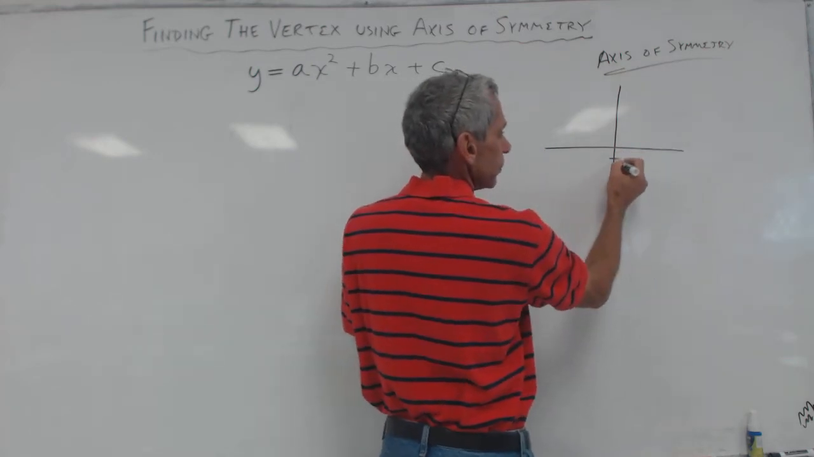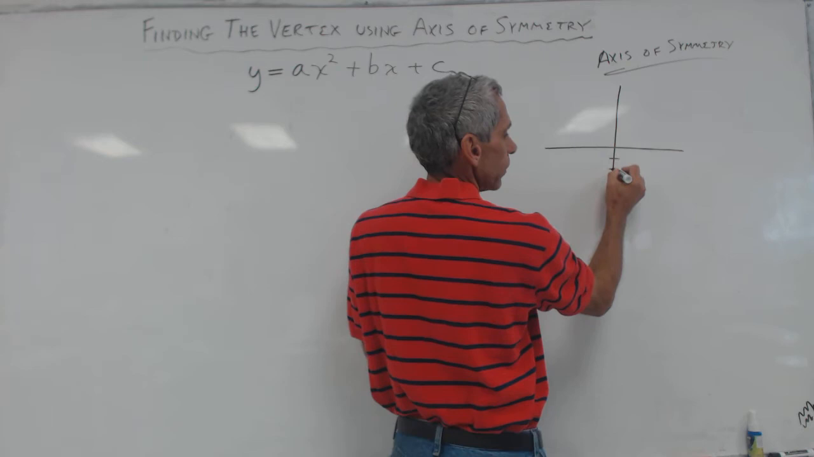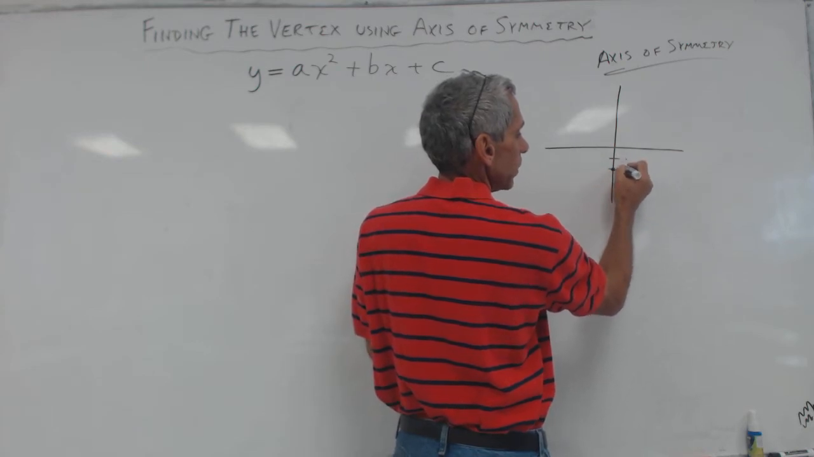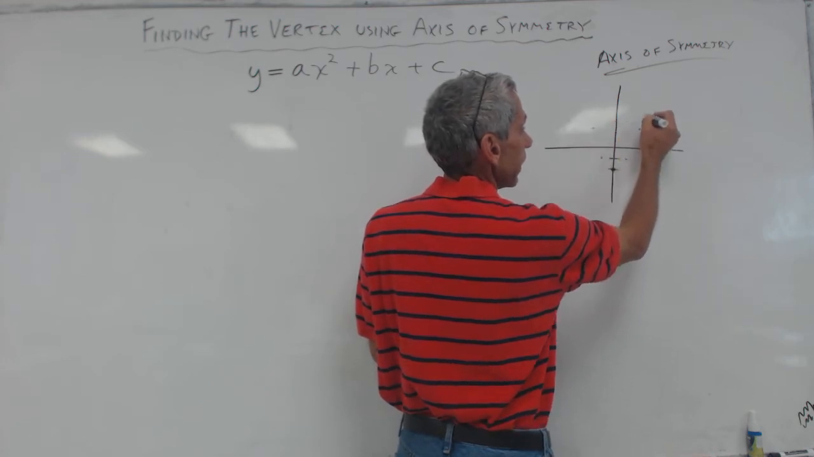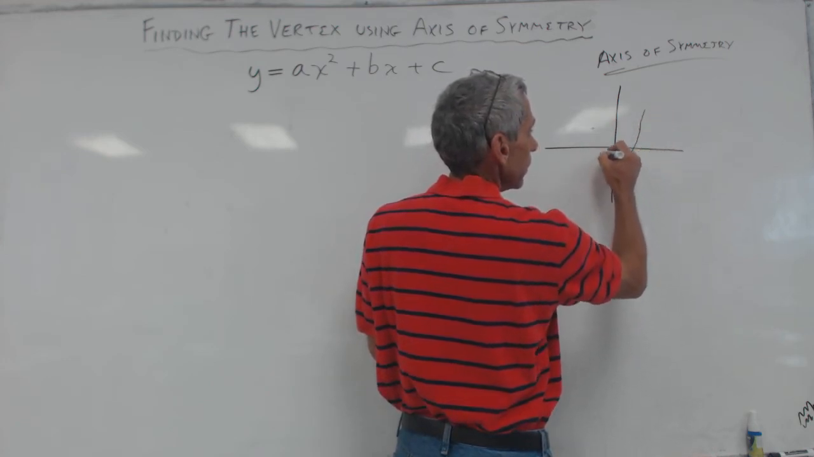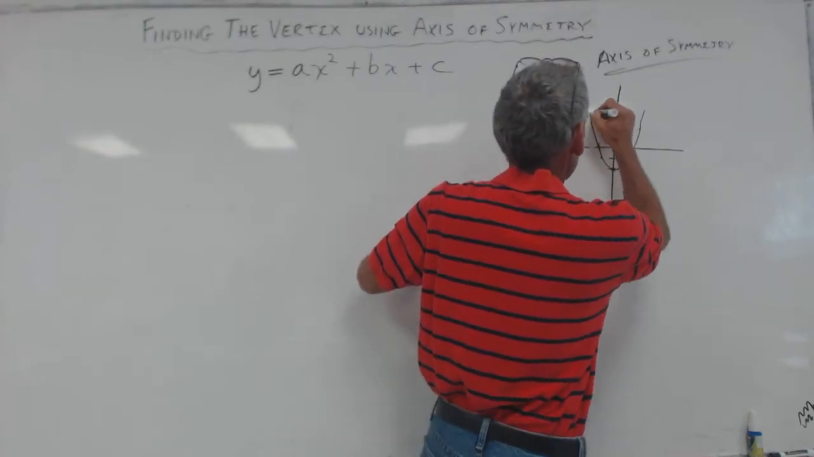So, an axis of symmetry. If I plotted something, let's say y equals x squared minus 2: over 1 up 1, over 1 up 1, over 2 up 4, something like that. Okay? Here's my parabola. Not a very good drawing, but you got the idea.